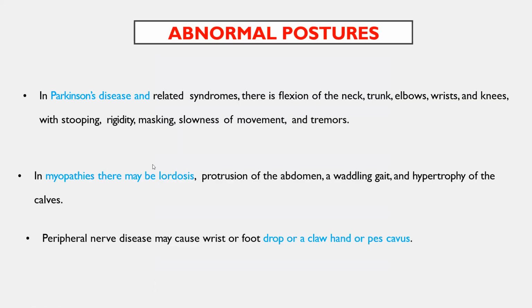Next. Again, other postures, like in Parkinson disease, all of you have seen these kinds of patients. Flexion of the neck, trunk, elbows, wrist and knees, stooping forward posture, rigidity, mask-like face, slowness of movements, and tremors indicate Parkinsonism. And in myopathies, due to involvement of paraspinal muscles, the patient will have a protruded abdomen, waddling gait, and hypertrophy of calf muscles. By seeing these, you can make out the patient is suffering from a myopathy. So according to that, we can evaluate the patient. In peripheral nerve diseases, the patient will have wrist drop, foot drop, claw hand, pes cavus deformities. These will also help to identify the causes.